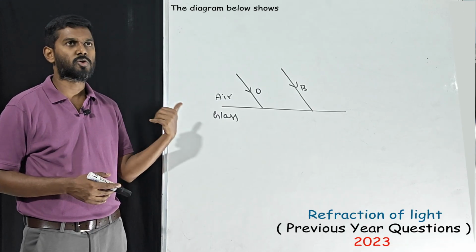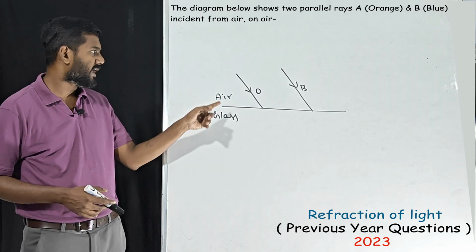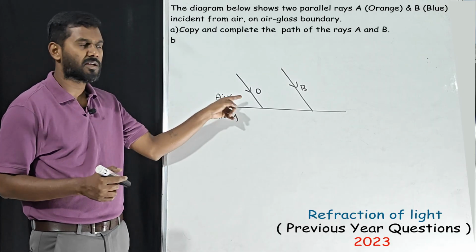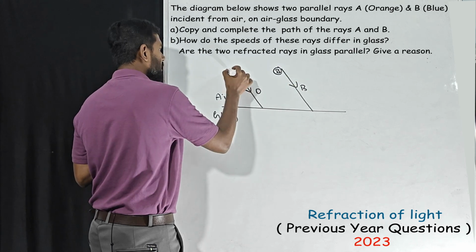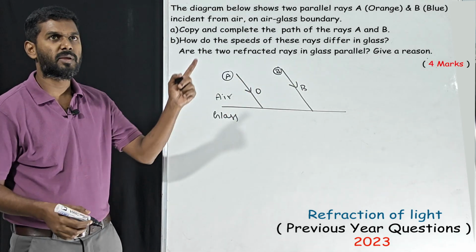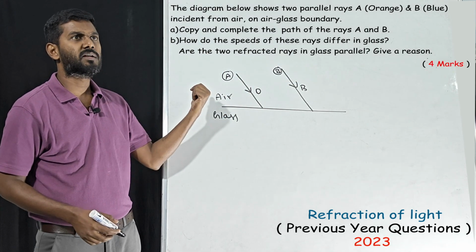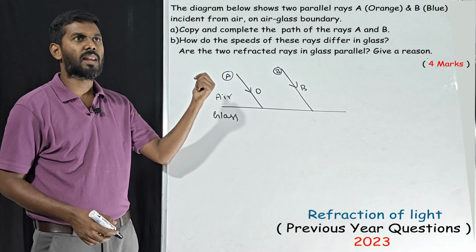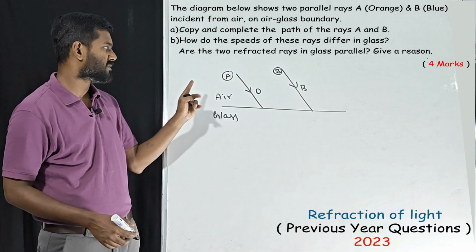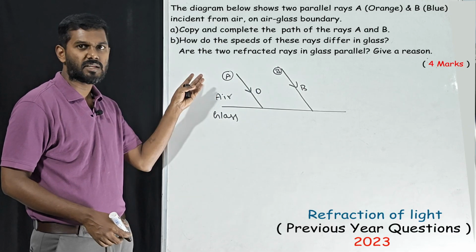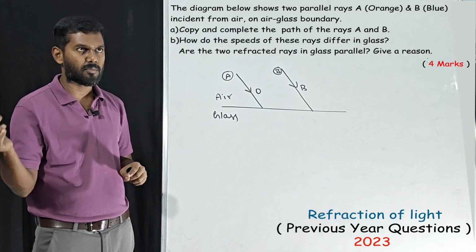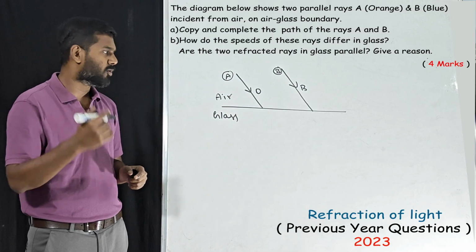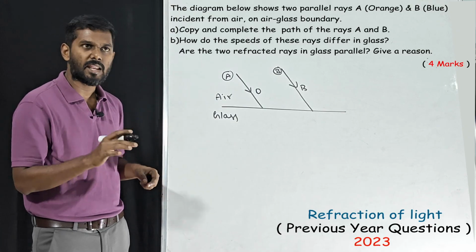The diagram below shows 2 parallel rays. A is orange, this is ray A, and B is blue. They are incident from air on a glass boundary, from air to glass. Now copy and complete the path of rays A and B. Okay, we have one more question. First we'll complete the diagram.